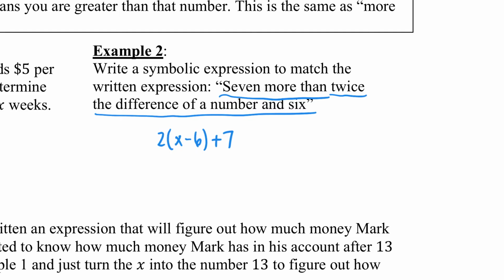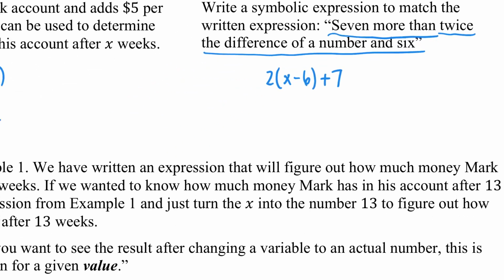But I think it makes a little more sense to me to add it at the end. It's not going to change the answer, and it's correct if you put it in front. But let's double check this. So this is 7 more than twice the difference of a number and 6. So twice the difference of a number and 6, that's the difference of a number and 6, twice that, and we want 7 more than that. Okay, so that would be it. That's your answer right there. You could simplify this, but I'm happy to just leave it there as it is.